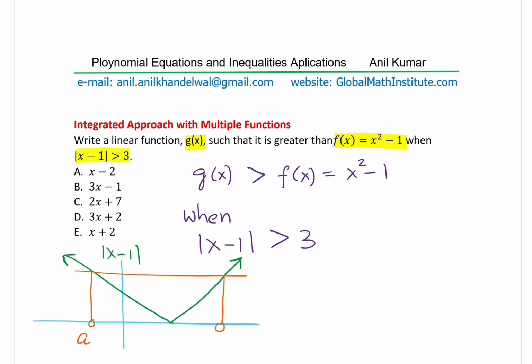Let's call these points A and B for the time being. And of course, the y value at these places should be 3. So we're looking for a region which is beyond A and B. So in this interval, what we want is that the linear function is greater than the absolute function.